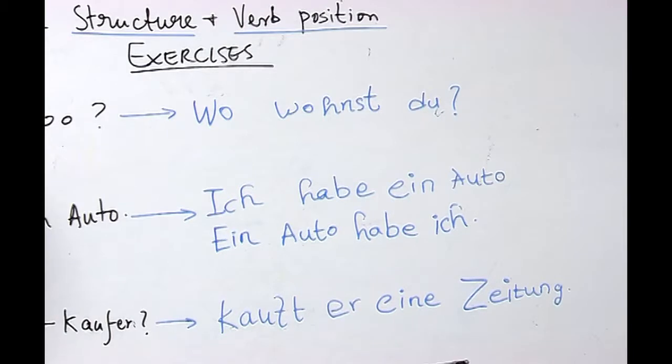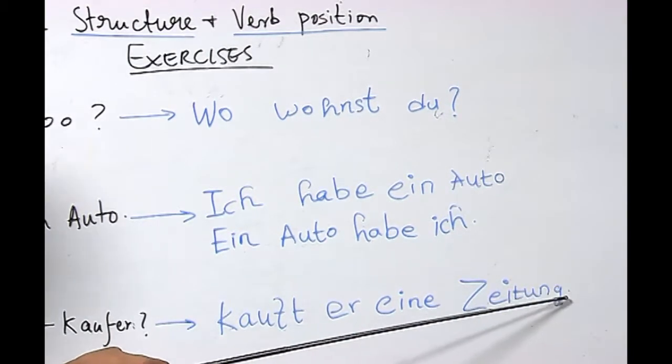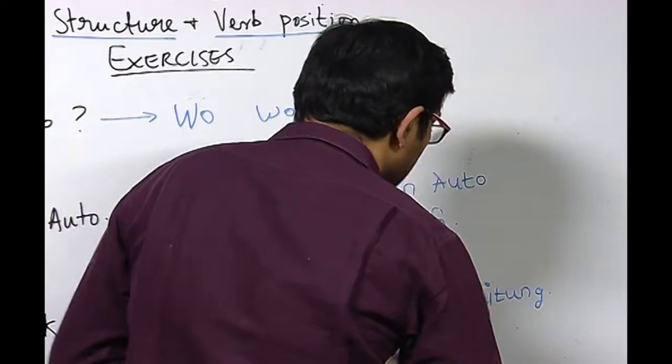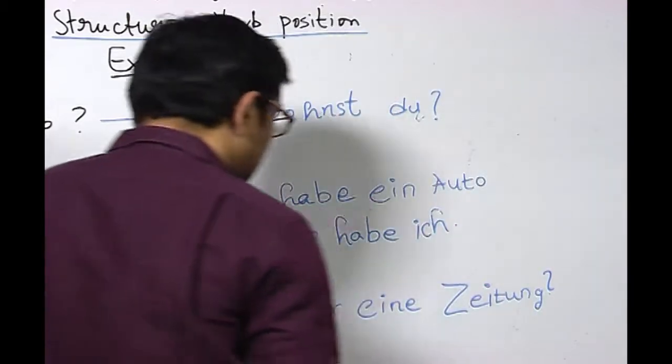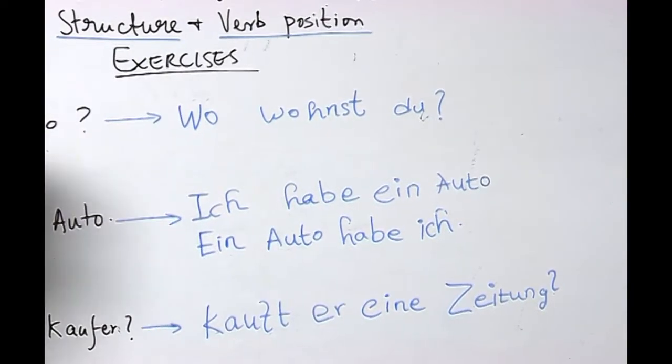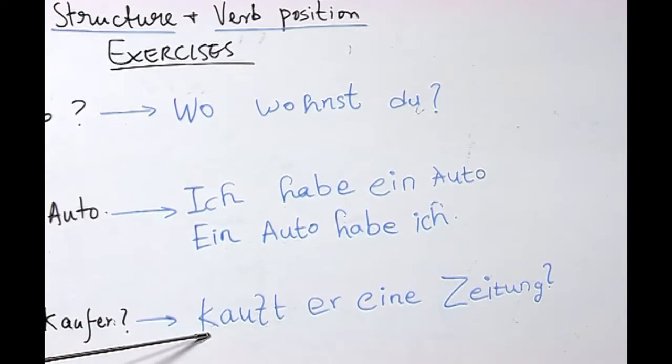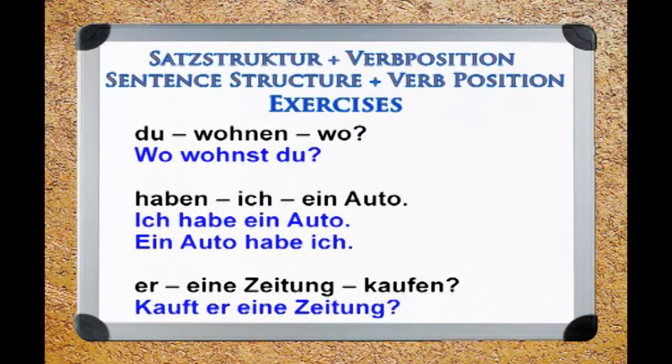And can you spot another mistake here? The student didn't put the question mark. As you know, a question mark shows that the given statement is a question. Now we have the complete answer. Kauft er eine Zeitung? Now as you can see, the verb is at the first position and it is formulated as a question. So here it is a yes or no question. So as you can see, the first one is a W question, the second one is a statement, and the third one is a yes or no question, and each of them has its respective verb position.